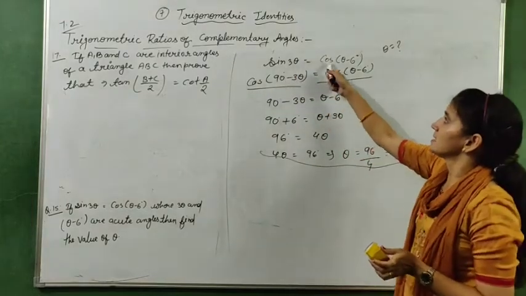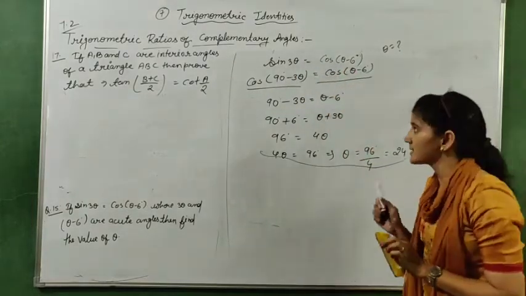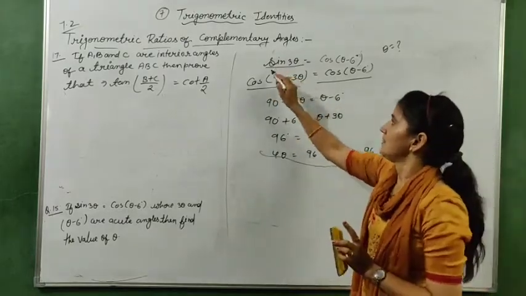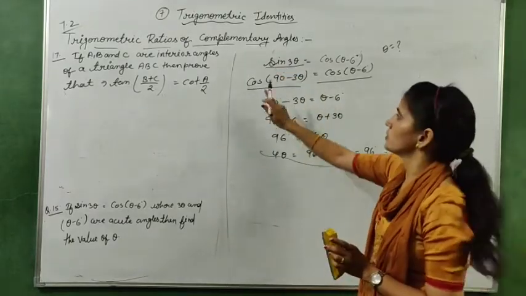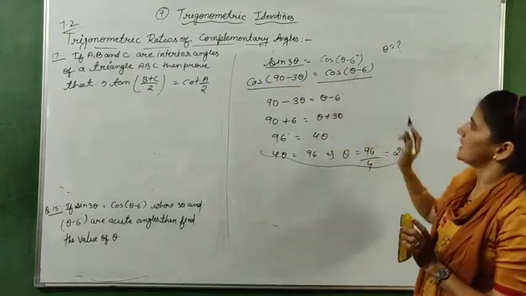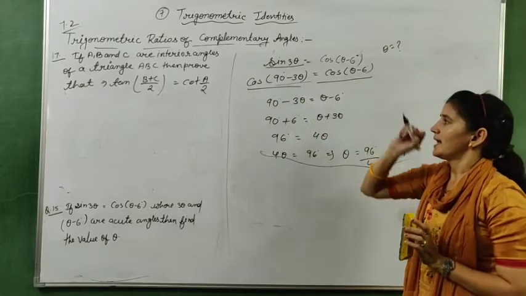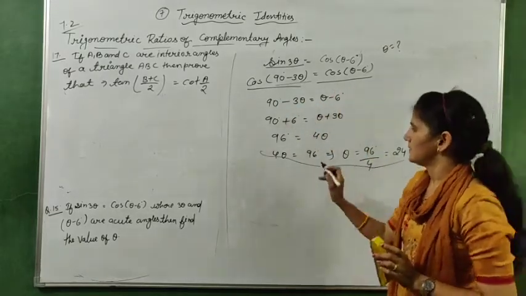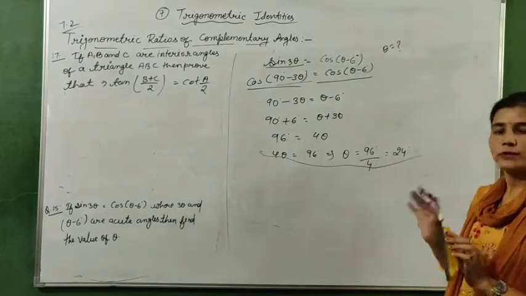Sin 3 theta is given as cos (theta minus 6 degree). Sin theta is equal to cos (90 minus theta). It means sin 3 theta is equal to cos (90 minus 3 theta), and that is equal to cos (theta minus 6 degree). It means 90 minus 3 theta is equal to theta minus 6 degree. Then theta is equal to 24 degree.